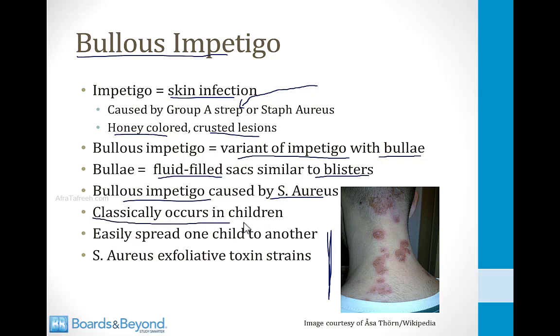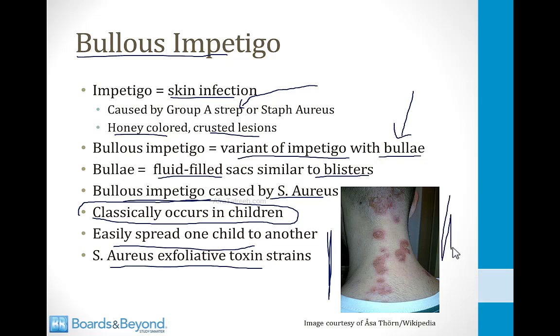It classically occurs in children. All forms of impetigo classically occur in children. And impetigo is easily spread from one child to another, so what often happens on pediatric rotations is you see children that were sent home from school because of a skin infection, and they aren't going to be allowed to go back to school until the pediatrician says that the infection is not impetigo or that it's cleared. And one thing to know about the bullous impetigo form is that it's caused by Staph aureus strains that can make the exfoliative toxin. So it's an infection with the bacteria, but then the exfoliative toxin also contributes, and it's what turns it into this bullous form instead of the typical form like you see in the picture right here.